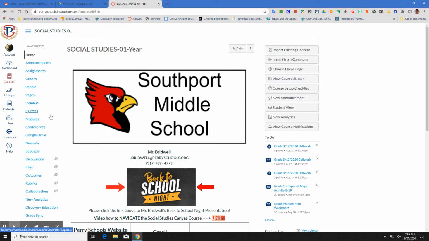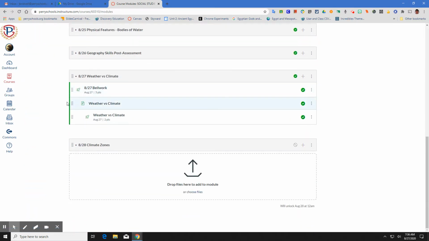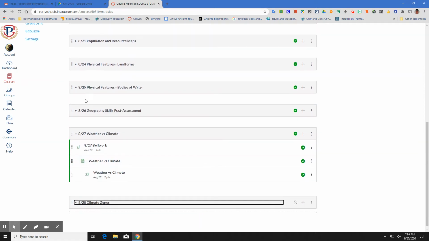And we're going to continue that trend by looking at weather and climate today and tomorrow. What do these two things mean? So we log into modules. We make our way down to today's module, which is weather versus climate.